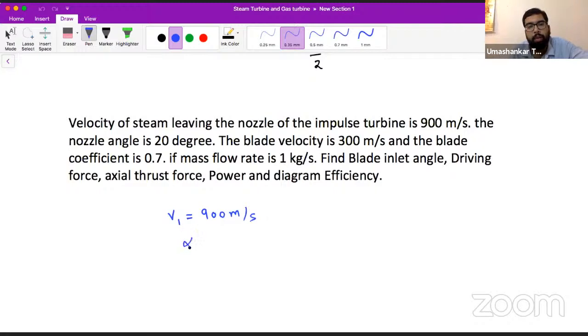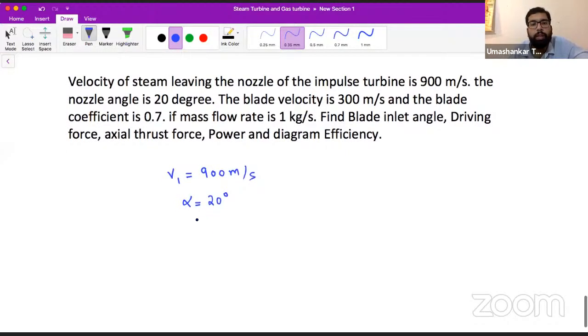Nozzle angle, that is alpha, is 20 degrees. So what is given to us? And do not get trapped in this nomenclature. The blade velocity is 300 meter per second. So our U is 300 meter per second. The blade coefficient is 0.7.